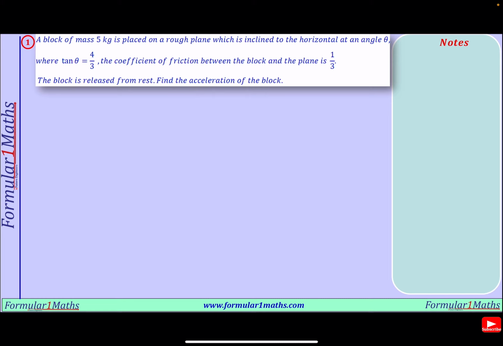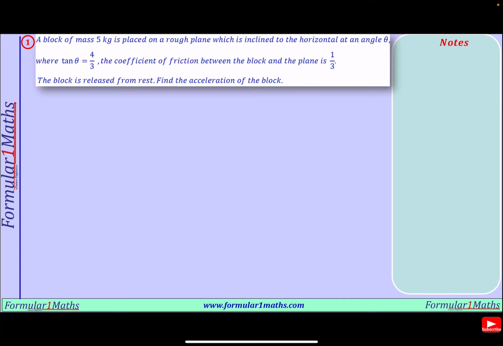Question 1. A block of mass 5 kilograms is placed on a rough plane which is inclined to the horizontal at an angle theta, where tan theta is equal to 4/3. The coefficient of friction between the block and the plane is 1/3. The block is released from rest. Find the acceleration of the block.